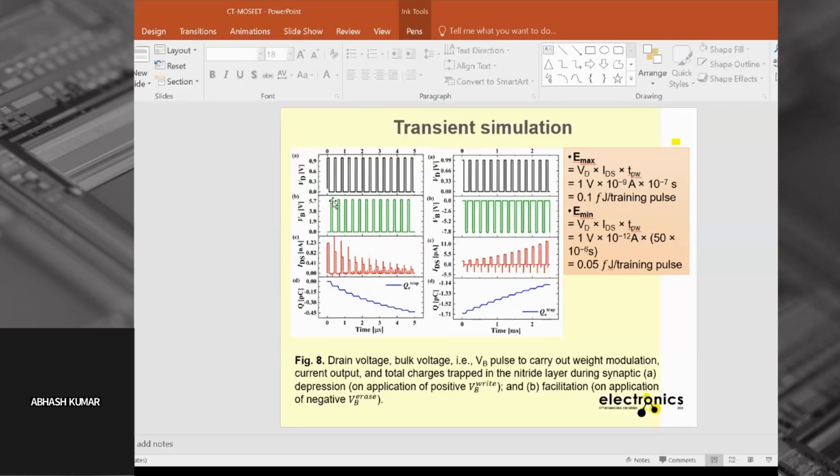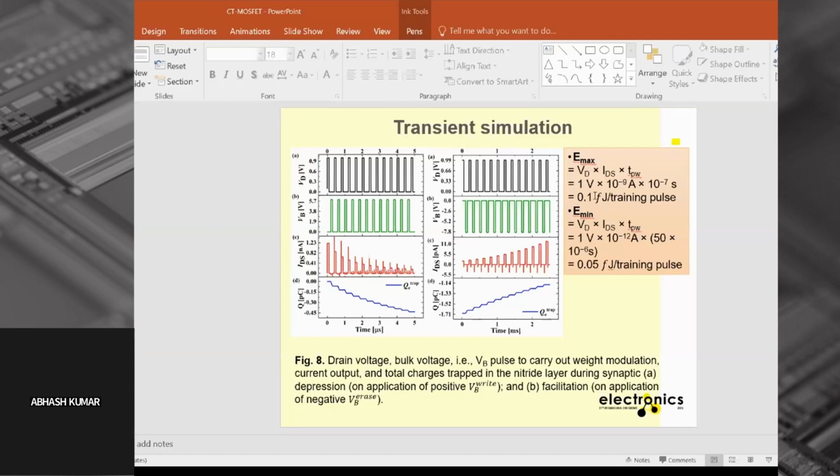On applying subsequent positive voltage, this charge trapping can be observed in the nitride layer. These negative charges continuously increase, due to which the IDS current reduces, and it simulates the learning behavior of the device. Here we have chosen the VB write pulse to be around 6 volt positive, and the VB erase pulse to be around minus 8 volt. So on applying, again the conductivity changes.